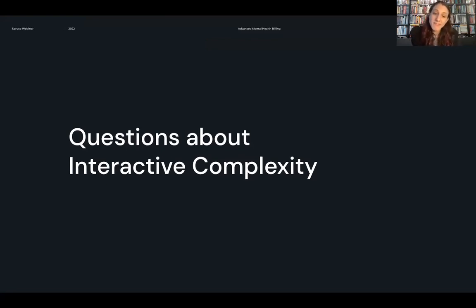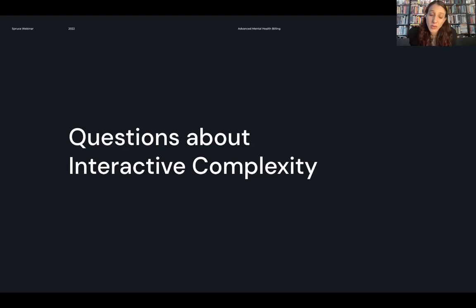Another question, this may be too specific. So if it is, feel free, we can answer later, but can interactive complexity be added to 99205 plus 90833 for an intake with a therapeutic component? Quite specific. Yes. If you're using 90833, then you can use interactive complexity as an add-on.